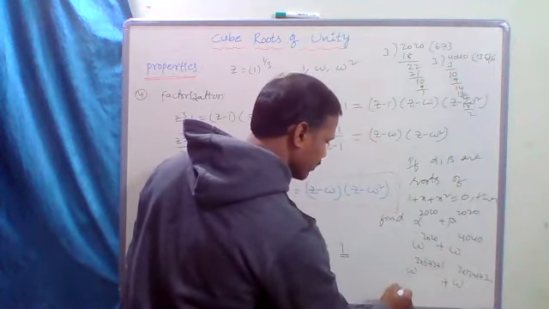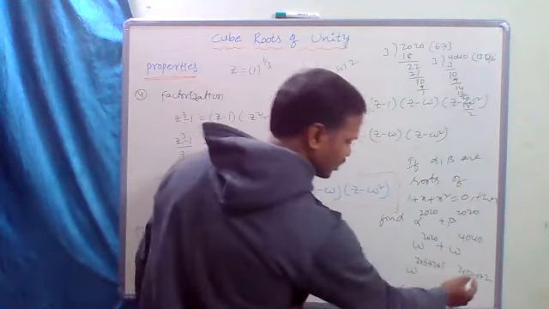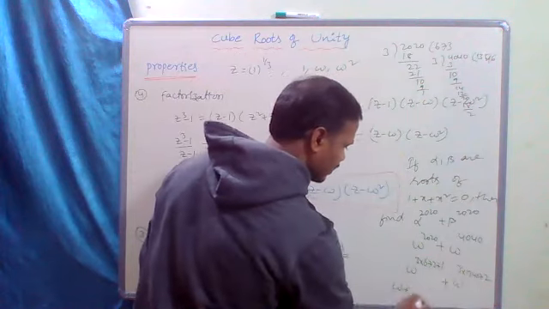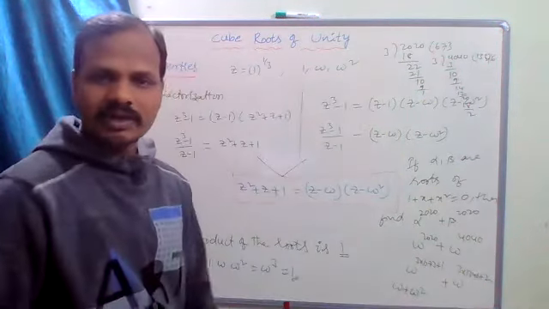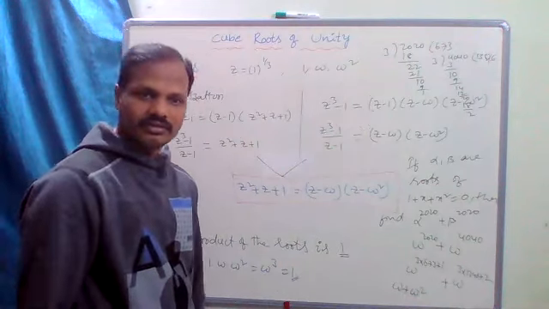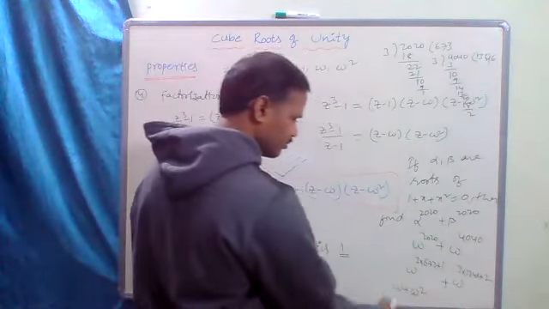So this part becomes 1. The remaining is omega square. So we get omega plus omega square. What is the value of omega plus omega square?